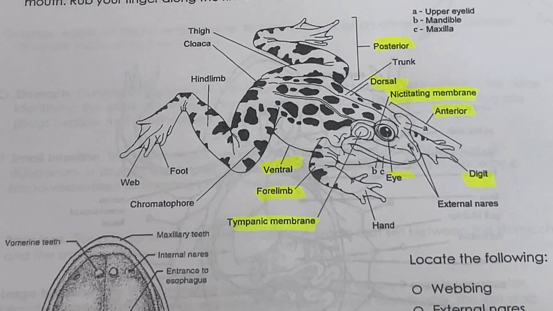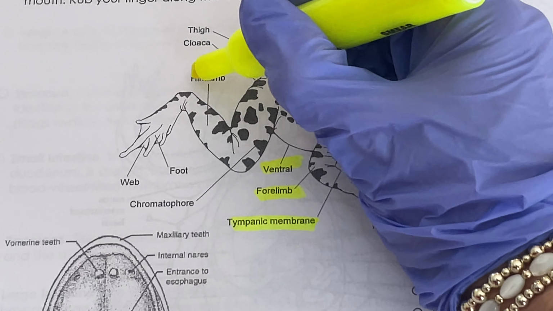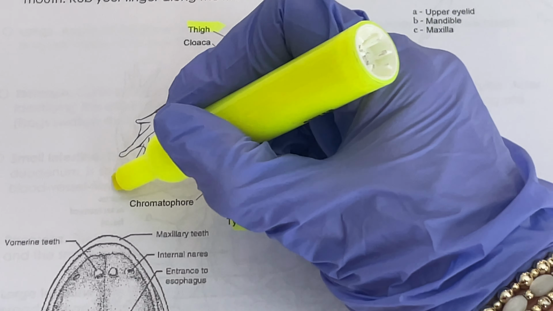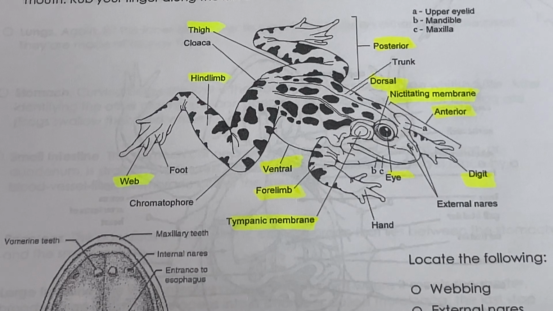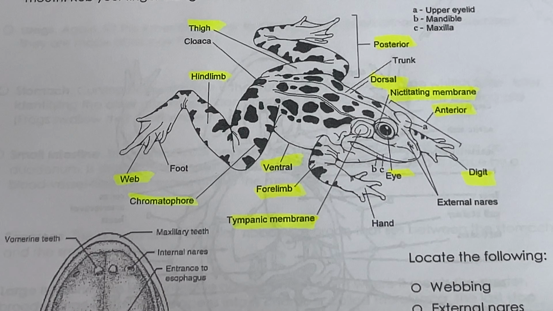On the posterior portion of your frog, I'd like for you to please find the hind limb, identify the thigh, and the webbing in between each of the 5 digits that help it to swim and propel itself through water. On the dorsal side, I'd like for you to find those chromatophores that help it to blend in.